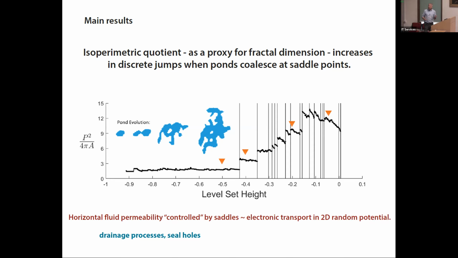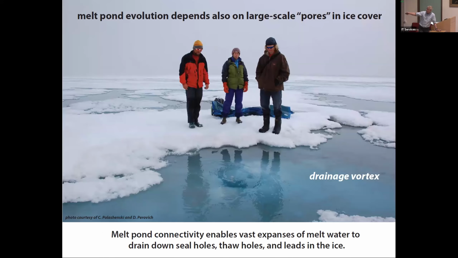And also these saddles play the critical role in horizontal transport of fluid and drainage of fluid through seal holes and places like that. Like my friend Hayo and his colleagues staring at this drainage vortex, which is like, of course, if you slip, that's kind of the end, I think. You ain't coming back out of that hole. Anyway, melt pond connectivity enables vast expanses of meltwater to drain down these seal holes, thaw holes, and leads in the ice. In other words, it's the saddles that control it. I'm connecting this up with all this semiconductor physics as well, and it's these saddle points that control the scaling of the horizontal fluid permeability.